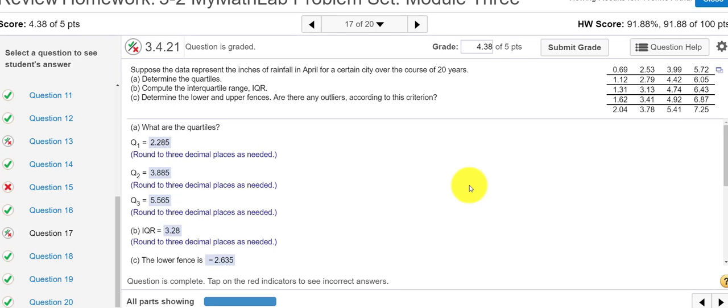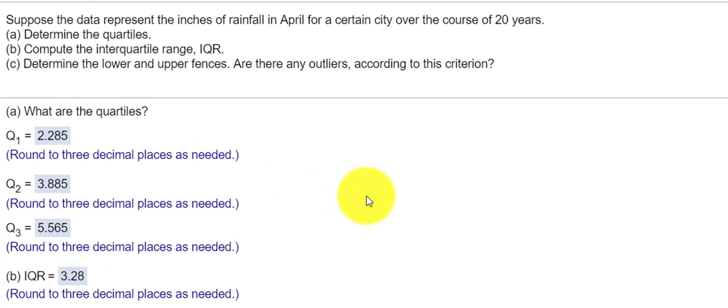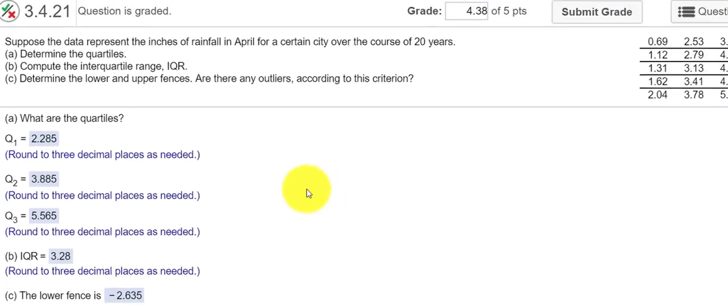Hello, class. I created this video to help with problem number 17 from the 3-2 homework assignment. This video will help you use StatCrunch to find the quartiles, mainly Q1, Q2, Q3. And also, we want to see if we can find the upper and lower fences that we can use to help us discuss possible outliers.